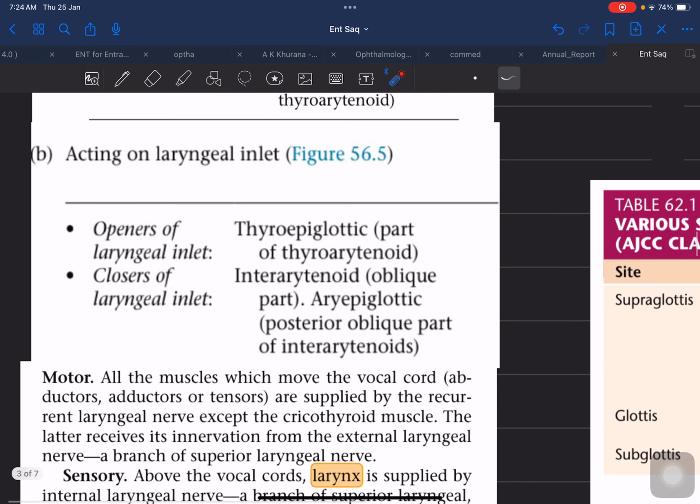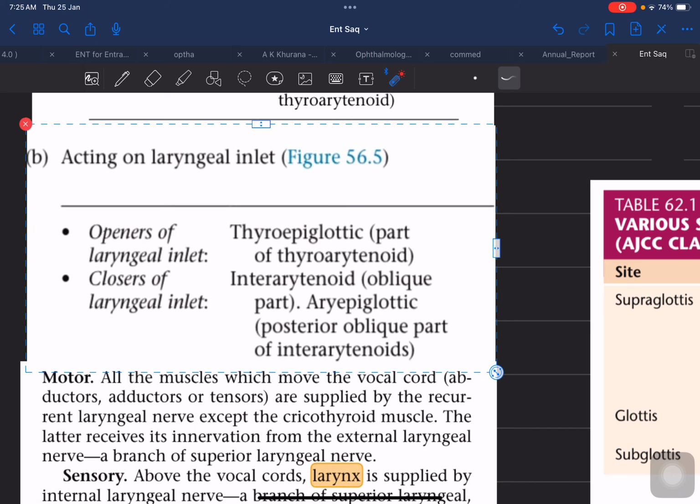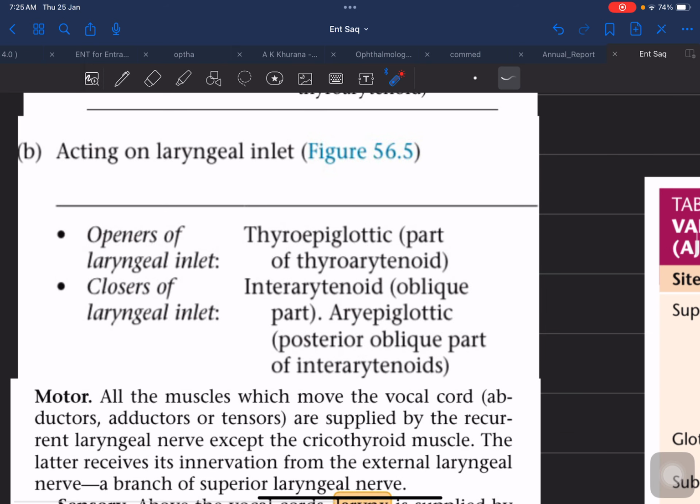Similarly, the muscles acting on the laryngeal inlet are also divided on the basis of function. One is the opener of the laryngeal inlet and another is the closer. The opener of the laryngeal inlet is the thyroepiglottic, which is also asked several times in MCQs.